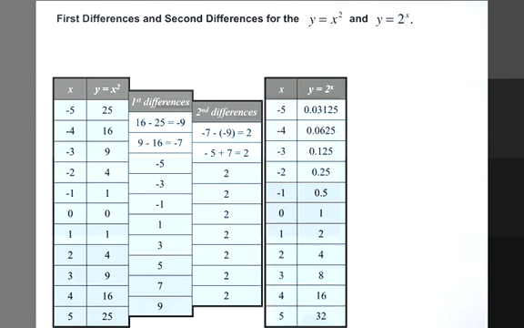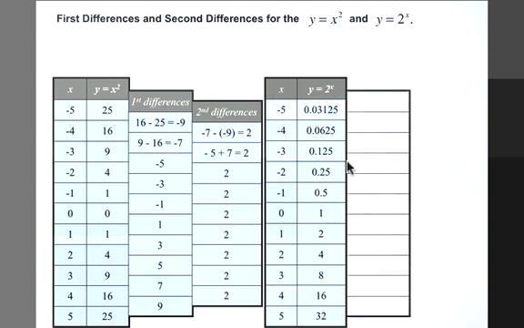Let's now look at the first and second differences of the exponential function y equals 2 to the x. Here are our x values and our y values. We'll now calculate our first differences. So 0.0625 minus 0.03125 is equal to 0.03125. Notice that these two numbers are the same. That's because this divided by 2 is equal to this number.